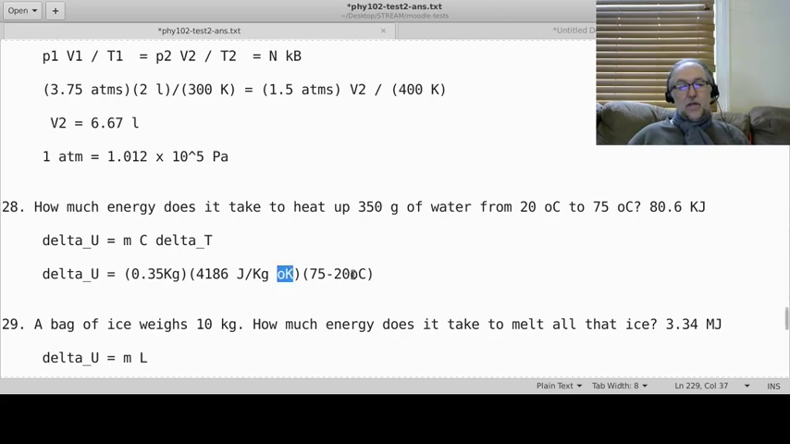This is Kelvin and this is Celsius, but remember that a Celsius degree and a Kelvin degree are actually exactly the same size. The only difference between the Kelvin scale and the Celsius scale is where the zero starts. In the Kelvin scale, the zero starts at absolute zero, whereas in the Celsius scale, it begins at the point where water freezes.